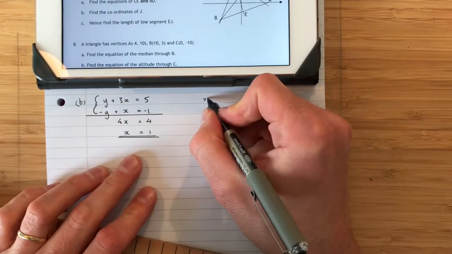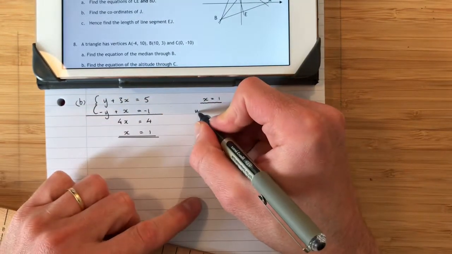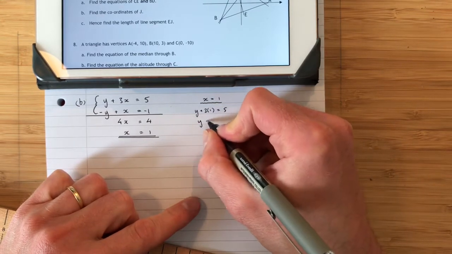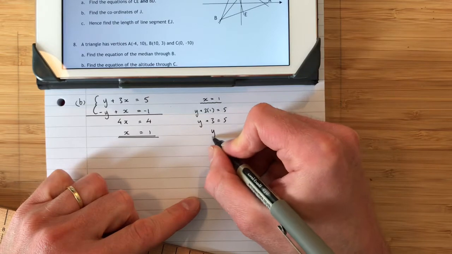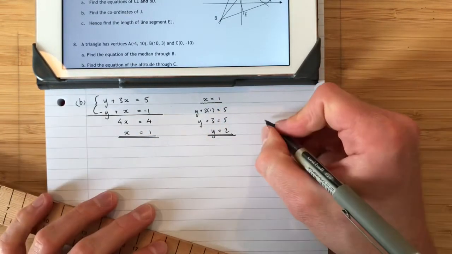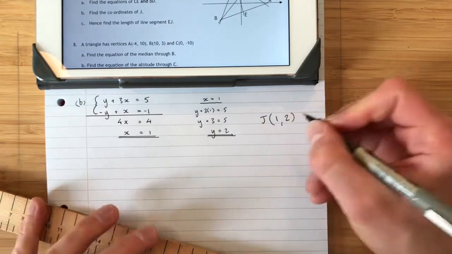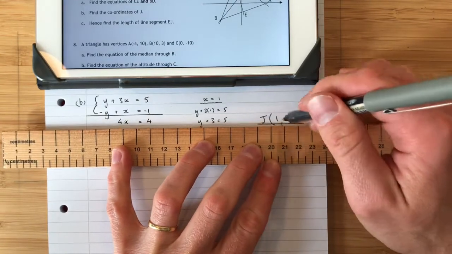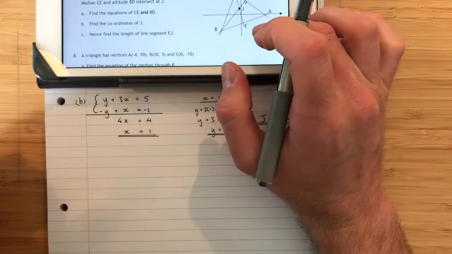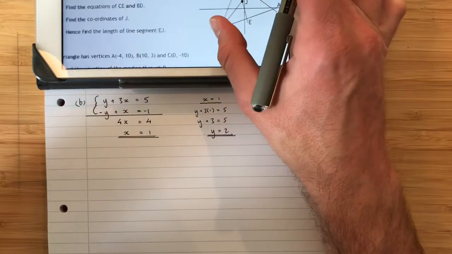Right, so then I'm going to take x as 1, and I'm going to sub it into the first equation. So y add 3 times 1 equals 5. That means y add 3 equals 5. That means y equals 2. That's the other half of my point. But I have to remember they asked for the coordinates of J. So I write it as a coordinate point, 1, 2. And that confirms that my diagram is absolutely stinking. That point is 1, 2. It looks like negative 1, 2, but it's 1, 2.